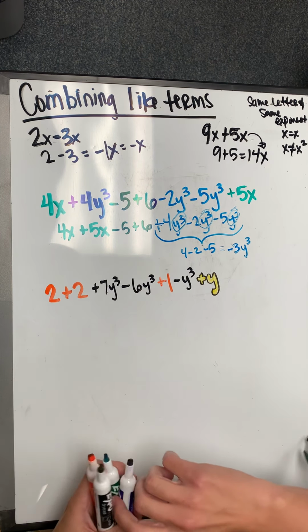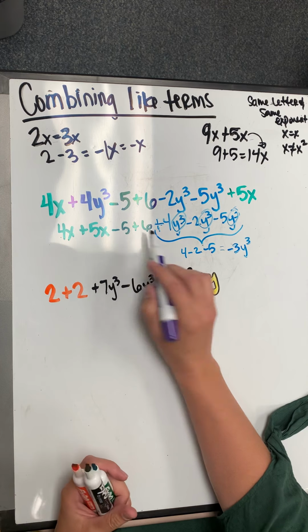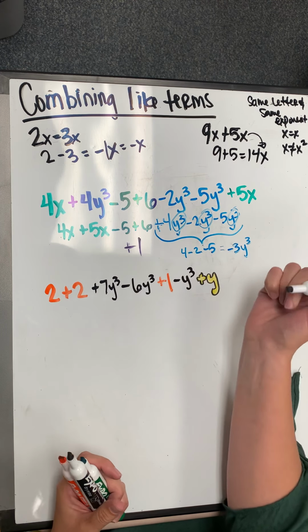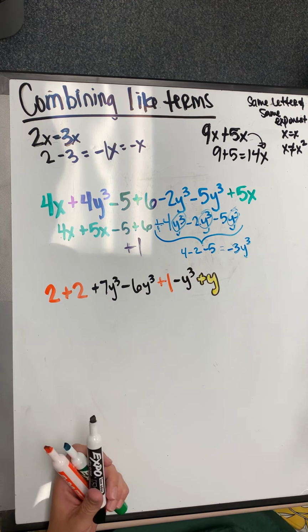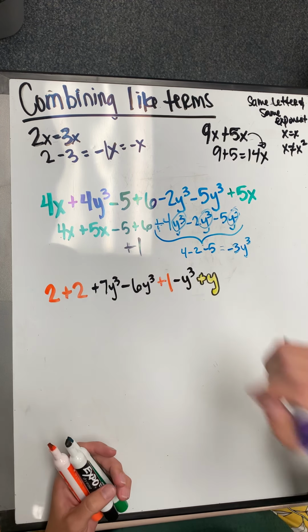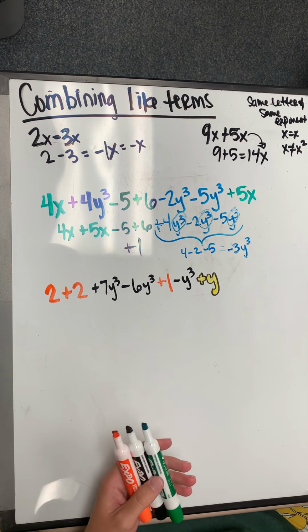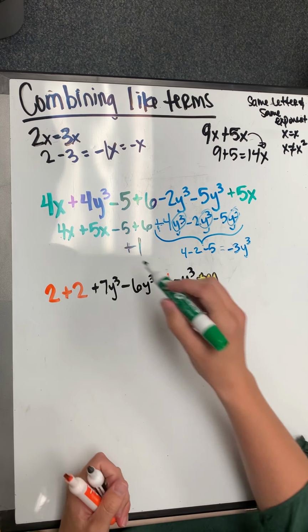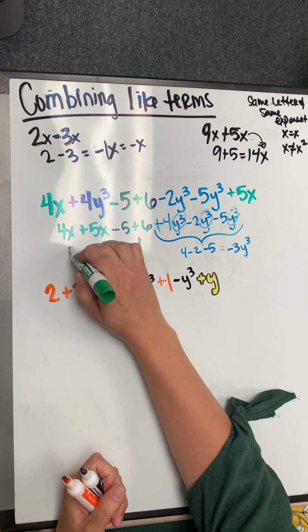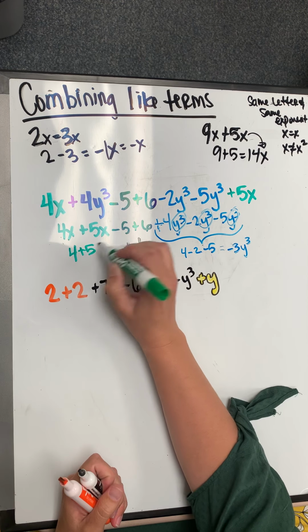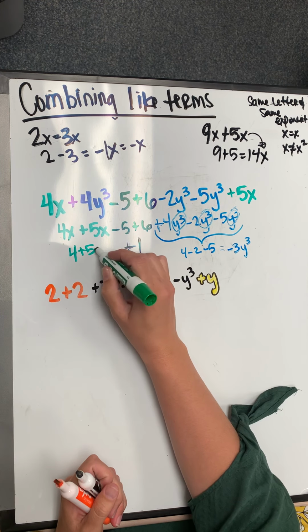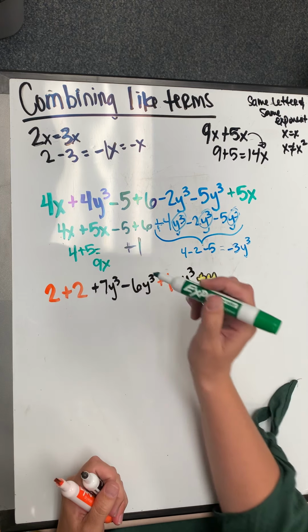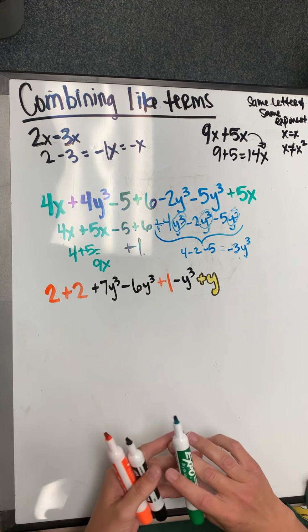So now let's do these purple ones. Negative 5 plus 6, I have one more positive one with no variables. These are just like numbers that we've worked with our entire lives. So that's also going to be in my answer. And then 4, this is really 4x plus 5. And so this one is 9x. So I'll have these three terms in my answer.